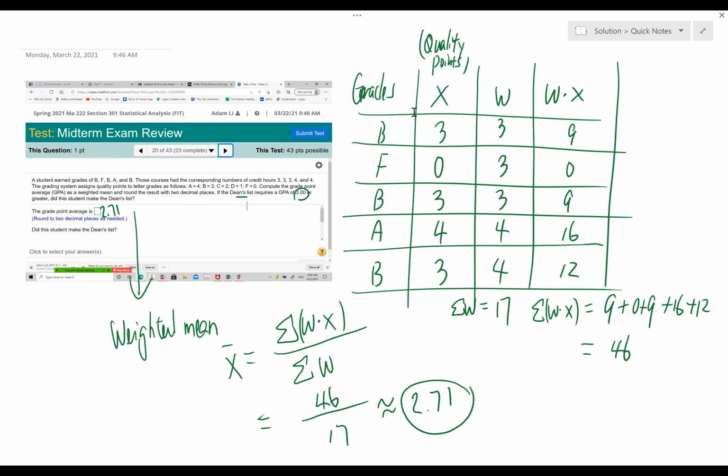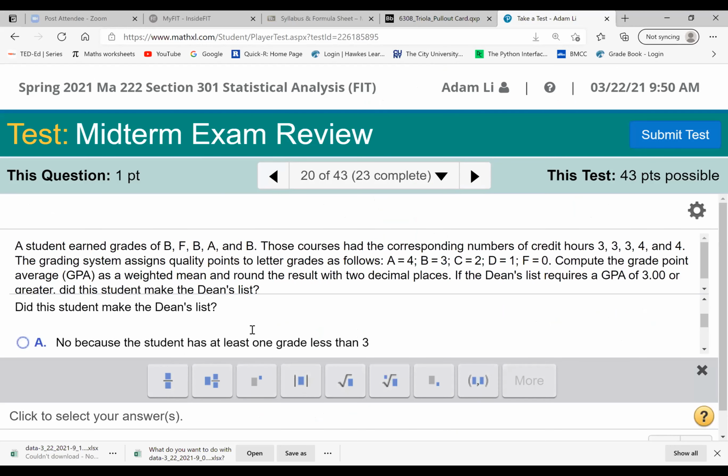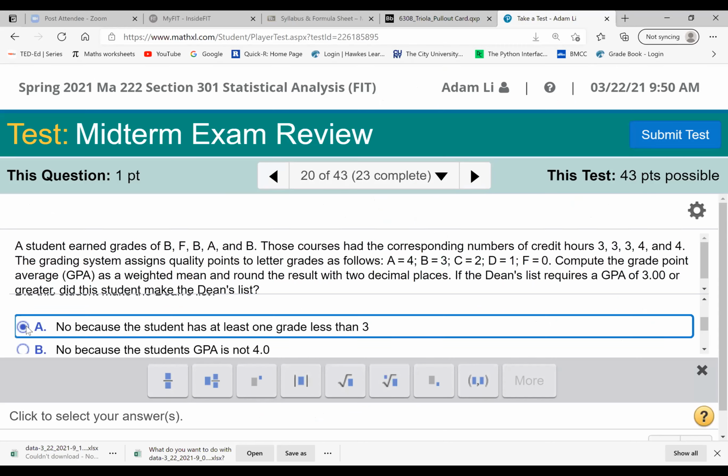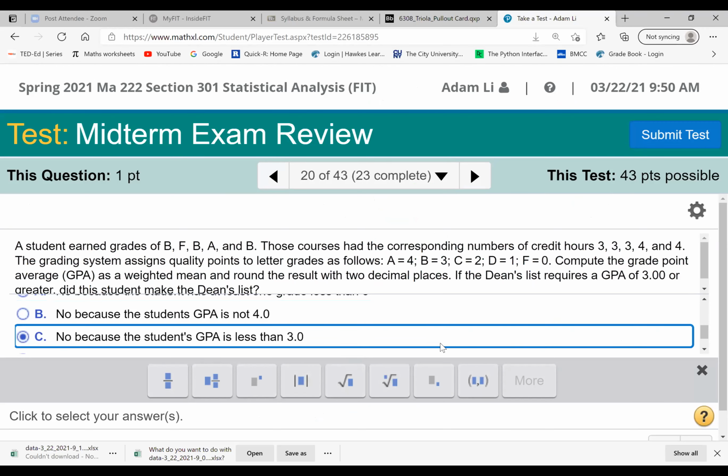Definitely you can compute it in Excel. It's a lot quicker if you input it into Excel, but since this is a fairly straightforward case, I showed you how to do it by hand. And it's also doable in Excel. This turned out to be 2.71. That's the GPA. And no, it doesn't make the dean's list, because the GPA is less than 3.0.